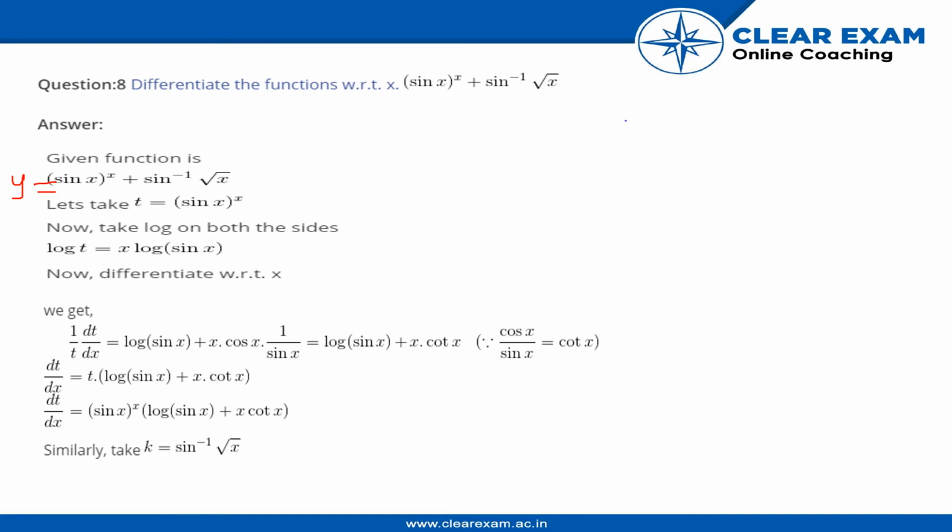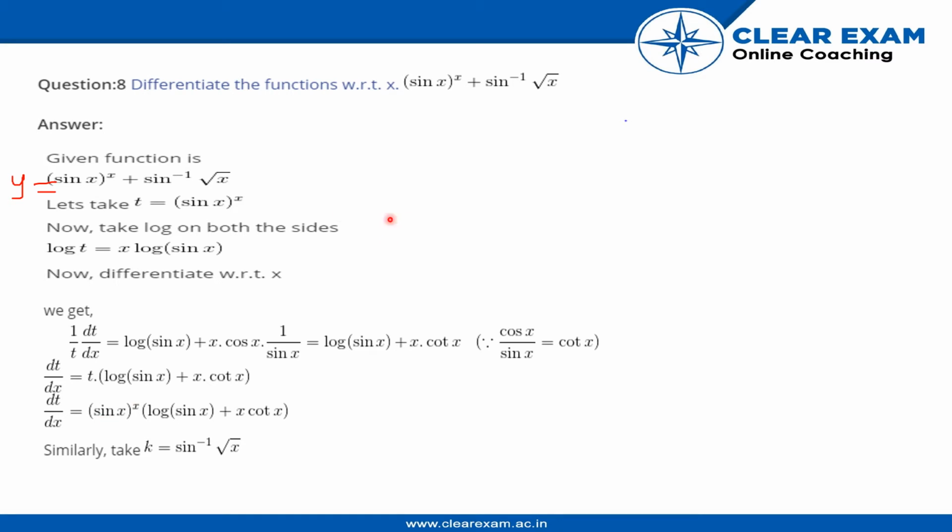Differentiating it with respect to x on both sides, we get (1/t) dt/dx equals, using the product rule to evaluate the differentiation of the RHS, log sin x plus x into cos x by sin x. This is log of sin x plus x cot x. Cross multiplying t to the other side, we get dt/dx = (sin x)^x into (log sin x + x cot x).